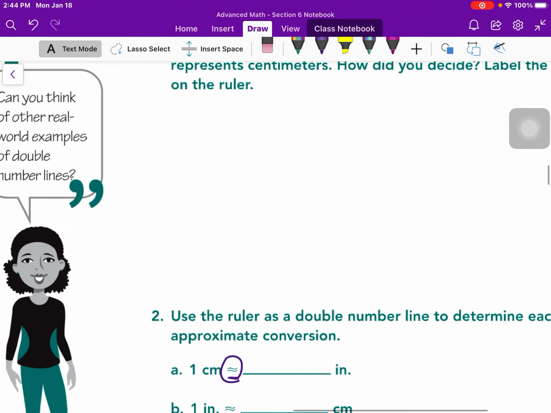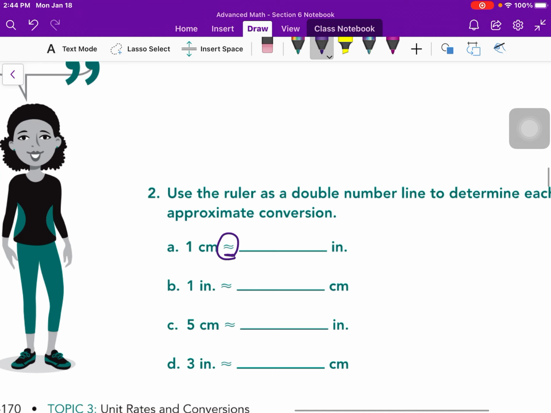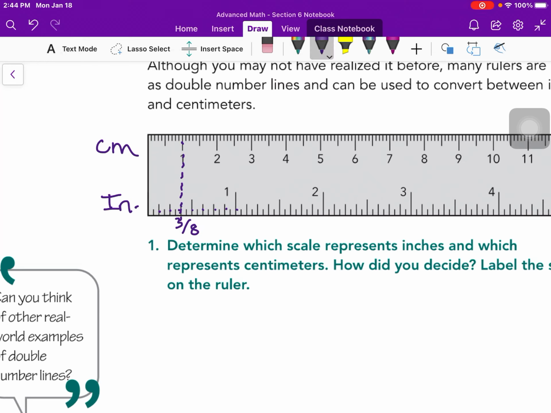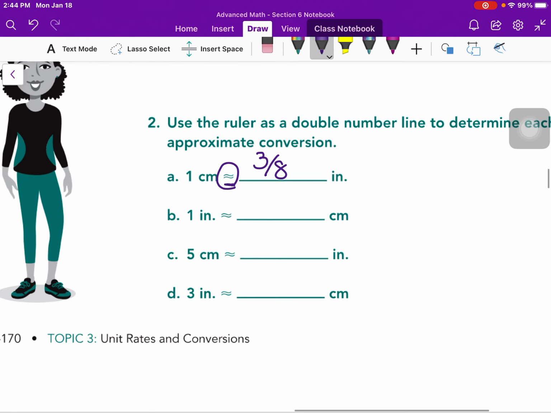Okay, so 1 centimeter is about how many inches? 1 centimeter, come down here, and these lines are eighths. So there's 1, 2, 3, 4, 5, 6, 7, 8 eighths. So this would represent 3/8. And 1 inch represents how many centimeters? Well, here's our inch. And if we go up here, we find that it is about in the middle of 2 and 3. And with centimeters, we write like decimals. So we'd call it about 2.5.